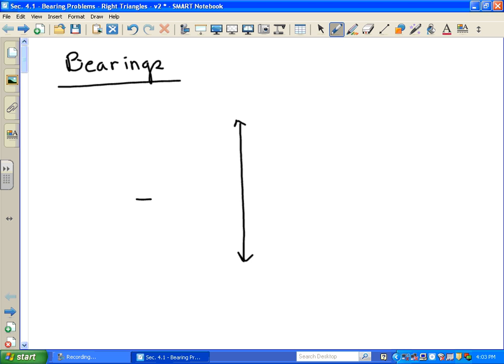All right, first of all, on bearings, straight up is north, straight down is south, to the right is east, and then to the left is west. And then basically here, you're still thinking about the positive x-axis or the east axis as being your initial side. Let's say that you have a terminal side in here somewhere.